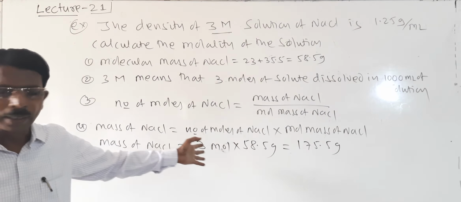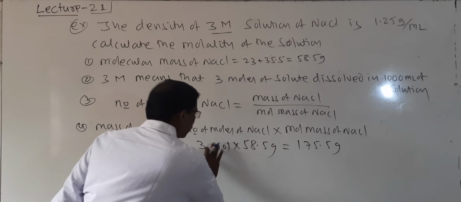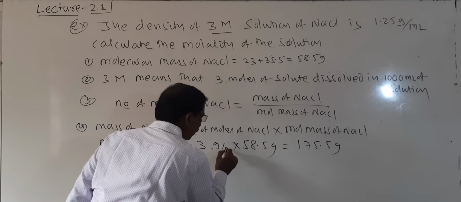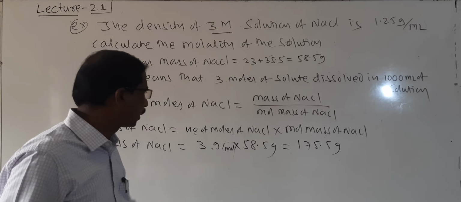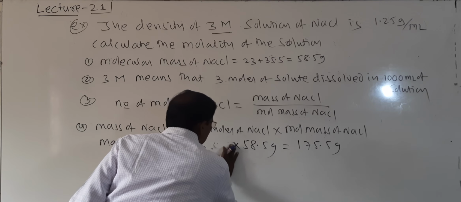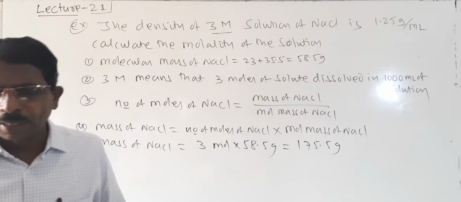So here it is gram per mole, so the gram cancels and it is mole. I will write simply that it is 3 moles. That much writing is enough.